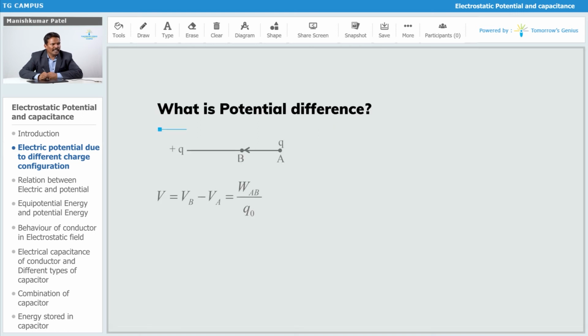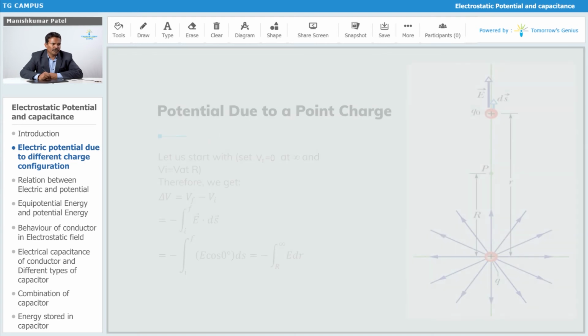Now you can define in other terms the potential difference between these 2 points A and B. So you have to move the charge against the electric field which is produced by this plus Q. So V is equal to VB minus VA. VA is the initial point, B is the final point. As you move towards the charge Q, you have to do more work. So VB minus VA, you can write as the work done to move the charge from A to B upon Q naught, which is in general work done per unit charge.